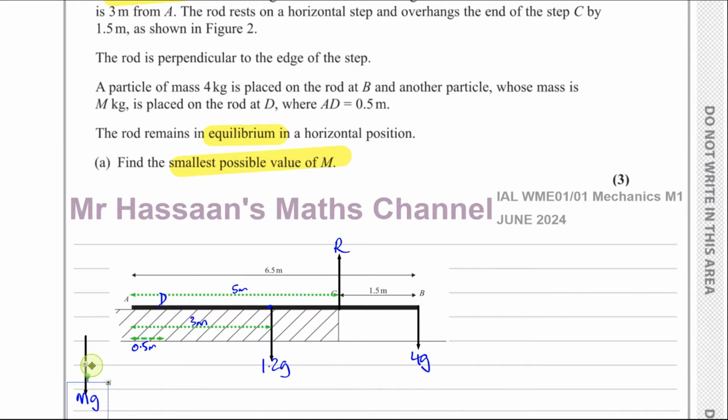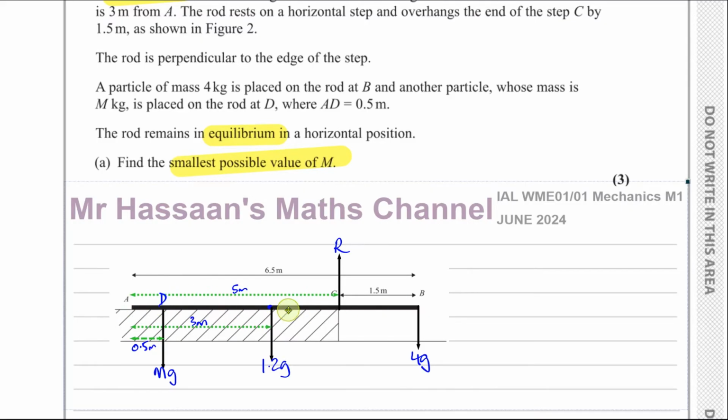So we want to find the smallest possible value of m, which will be such that it keeps the object in equilibrium, just about. It's just about to tilt, but the m there is stopping it from tilting. So that means there's no reaction force, it's almost out of contact with this step now. It's about to lift up from the step.